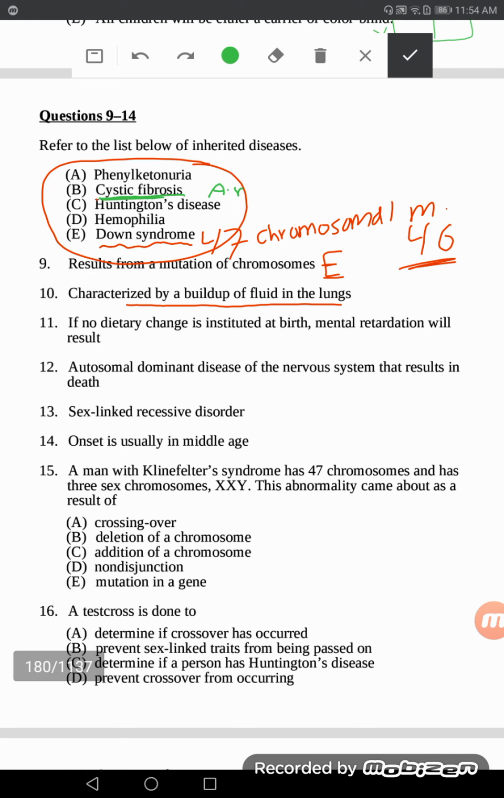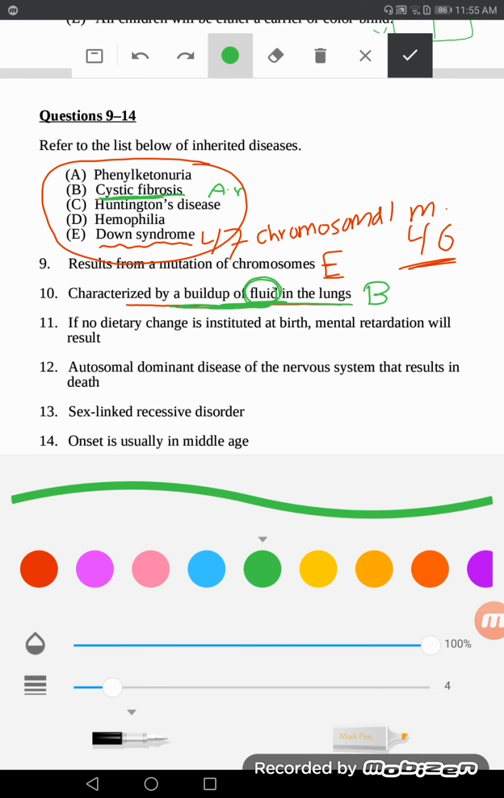So cystic fibrosis is characterized by the buildup of fluid in the lungs, and this makes breathing so difficult. Every 2 days or every day they have to remove that fluid from the lungs with a syringe. That's about this statement, and the answer for it is B. Now let us move to the next question, question 11.